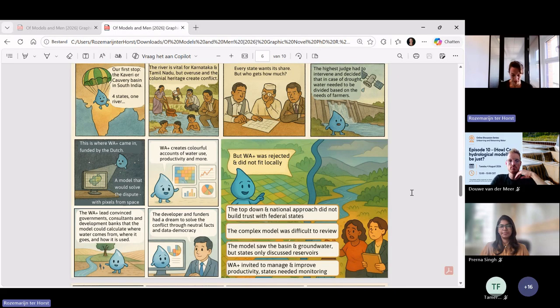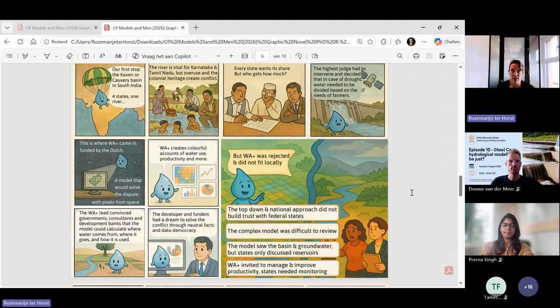And the national government gave an assignment, said, okay, let's do this Water Accounting Plus, but do it in the most challenging context you can find. And the Kaveri conflict is one of the longest-term conflicts. And they thought, okay, if you can get neutral data, then perhaps you can solve the issue.